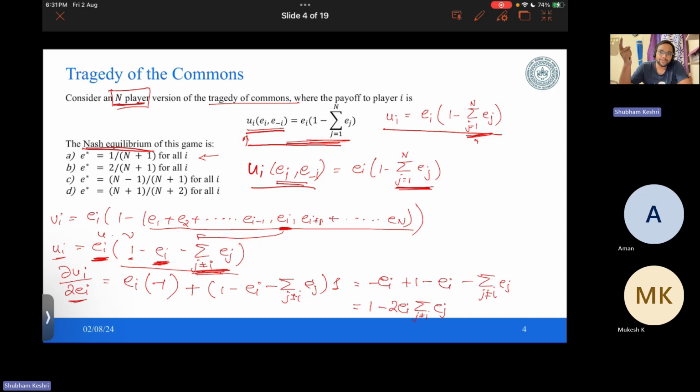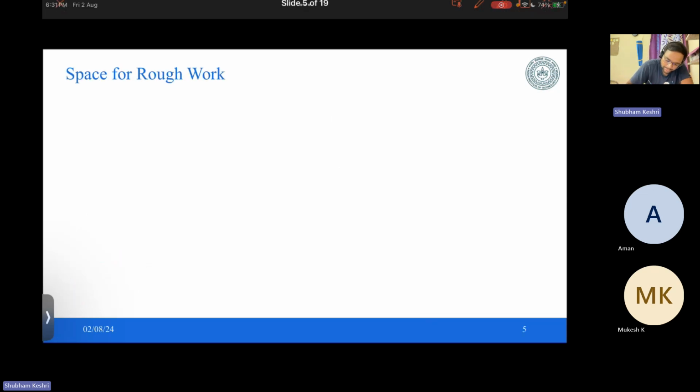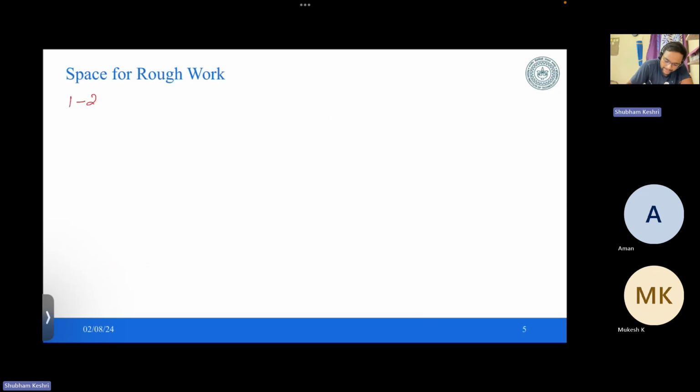That is when you will obtain a maxima of this function. So we'll just equate it to 0. When we equate it to 0, I'll use the next slide. So we had an expression e_i minus summation of j not equals to i e_j. And when we equate it to 0, we'll say player i is playing its best response.